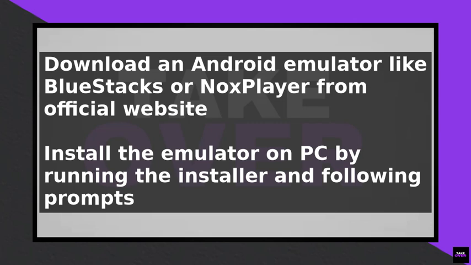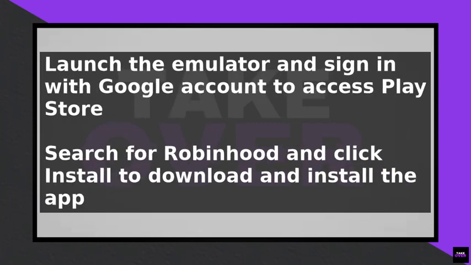After the installation is complete, launch the emulator and sign in with your Google account to access the Google Play Store. In the Play Store, search for Robinhood and click on the Install button to download and install the app. Wait for the installation to complete. Then click on the Open button to launch the Robinhood app.